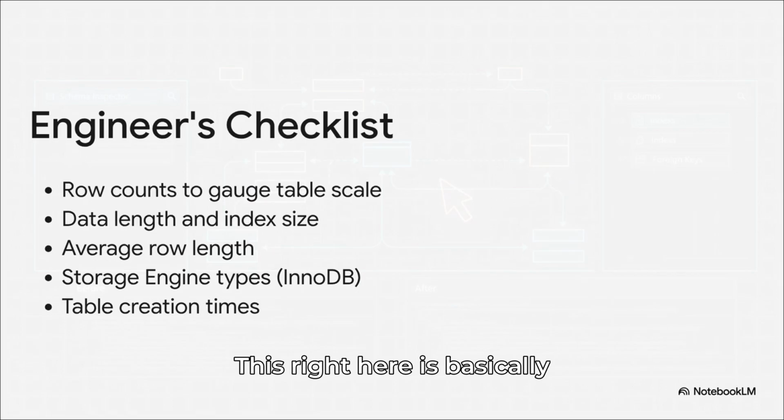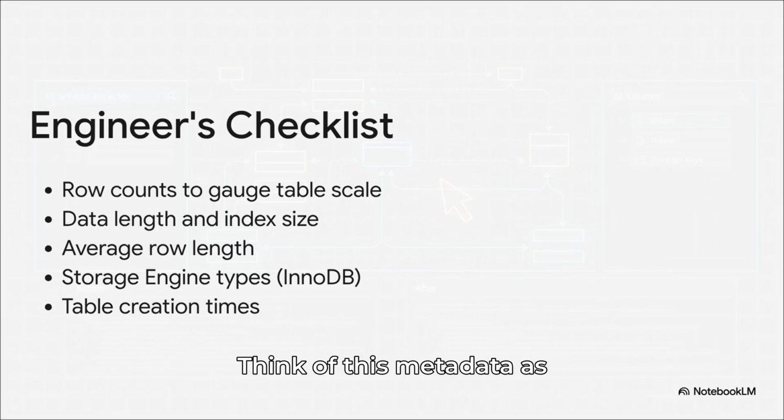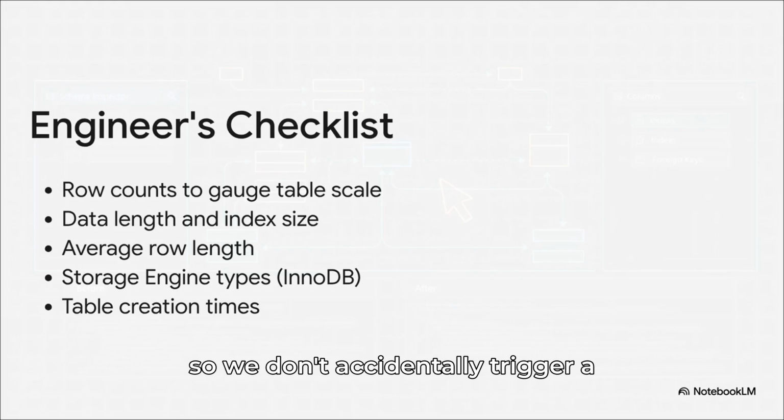This right here is basically the ultimate engineer's checklist. We're checking row counts to gauge if we're hitting a few thousand or several million records. We're looking at average row length, index size, and checking for storage engines like InnoDB, which confirms we're dealing with transactional data that actually supports foreign keys. Think of this metadata as our early warning system. It tells us the exact scale and weight of the landscape we're about to query, so we don't accidentally trigger a massive table scan and take the whole system down.